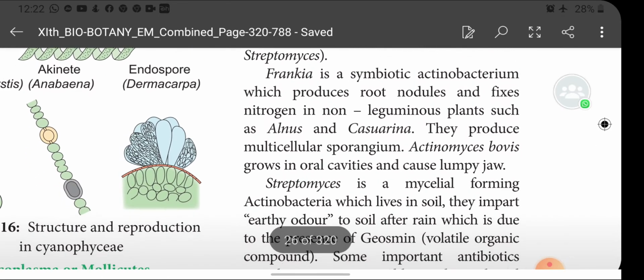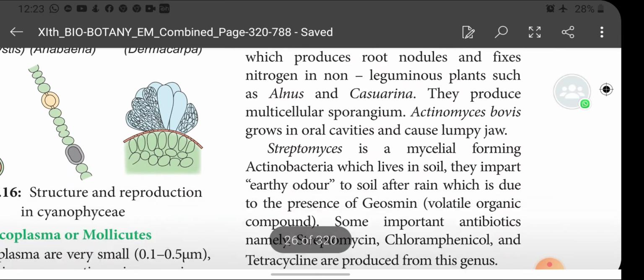Frankia is a symbiotic actinobacterium which produces root nodules and fixes nitrogen in non-leguminous plants such as Alnus and Casuarina. Actually, in leguminous plants, the Rhizobium bacterium forms root nodules in the root and fixes the atmospheric nitrogen in the soil. But in some non-leguminous plants such as Alnus and Casuarina, nitrogen fixation takes place by a symbiotic actinobacterium called Frankia. They produce multicellular sporangium. Actinomyces bovis grows in oral cavities and causes lumpy jaw.